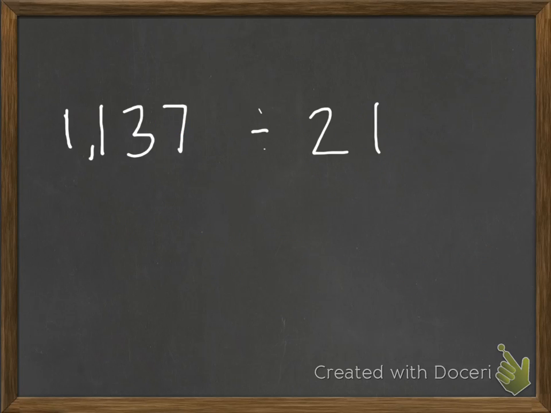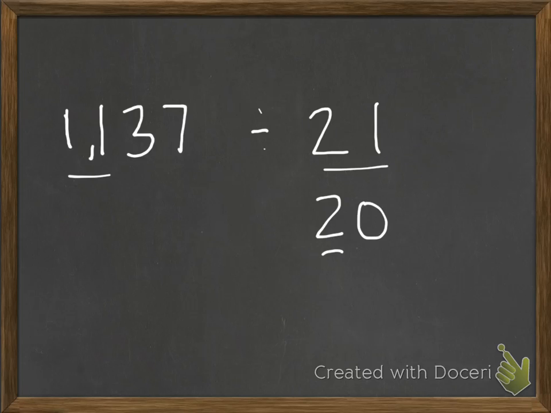Okay, here's one last example. We have our 1,137. We're dividing it by 21. When you have two digits here, what you first do is round the divisor. You round it to its greatest place, which would be 20. And you're going to pretend that that 0 is not there. You're just going to focus on that 2, and think of your multiples of 2, and look at the first two digits in the dividend and see what multiple of 2 is closest to that 11.